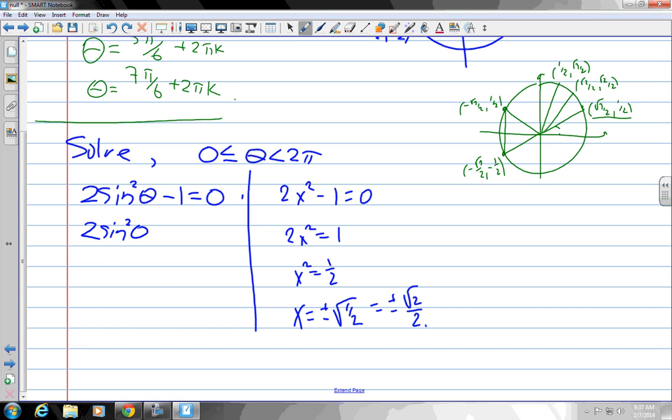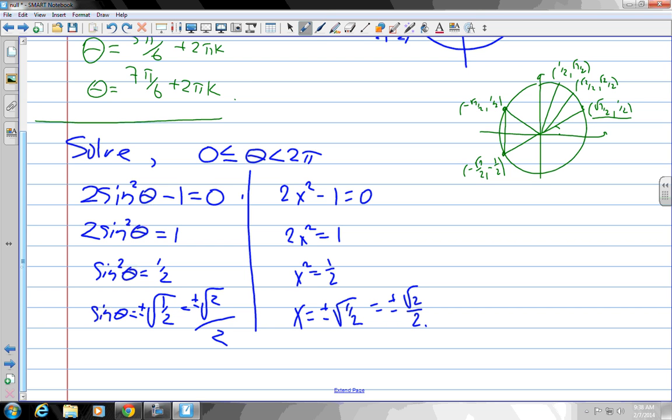2 sine squared theta equals 1. And then sine squared theta equals 1/2. And then sine theta equals plus or minus square root of 1/2, which is plus or minus root 2 over 2, right? So I'm satisfied when the sine equals positive square root of 2 over 2, and I'm satisfied when the sine equals negative square root of 2 over 2, right?